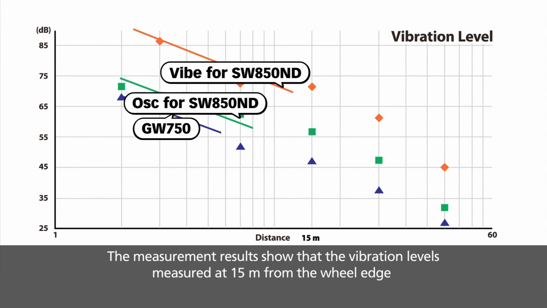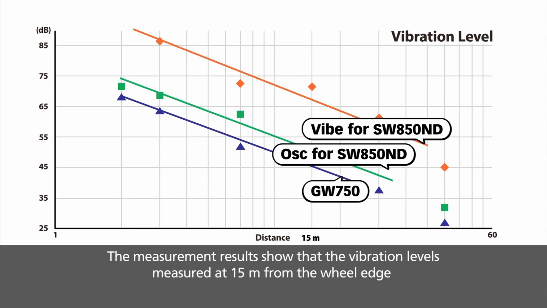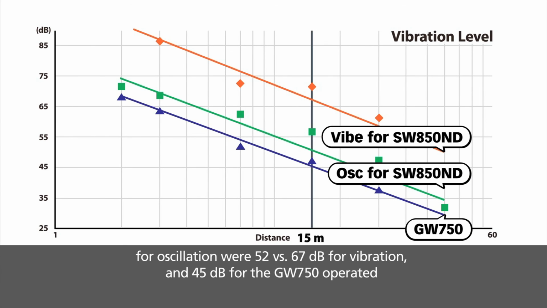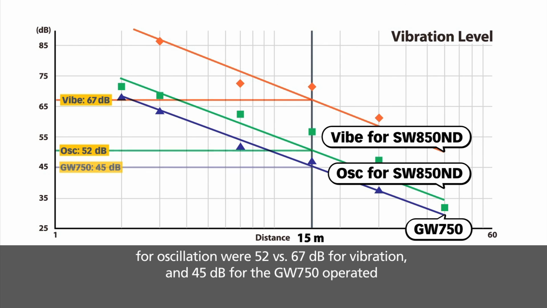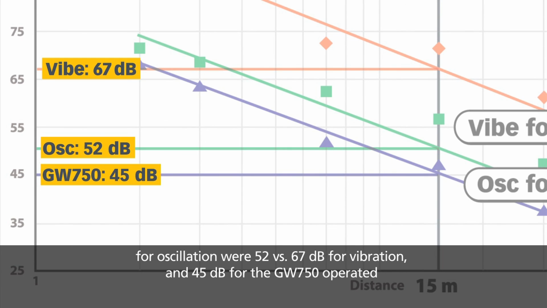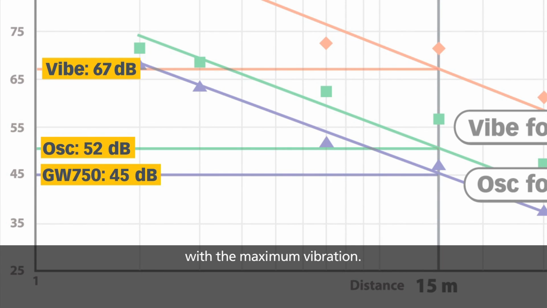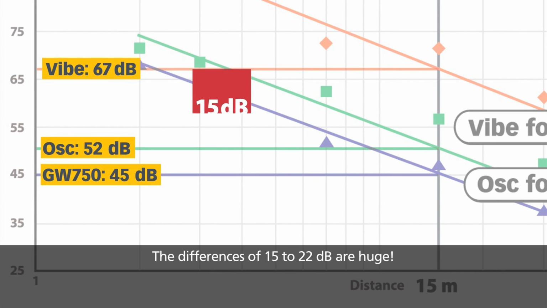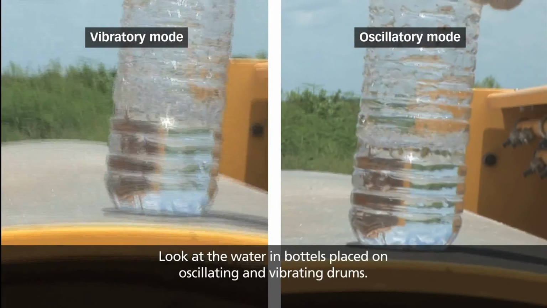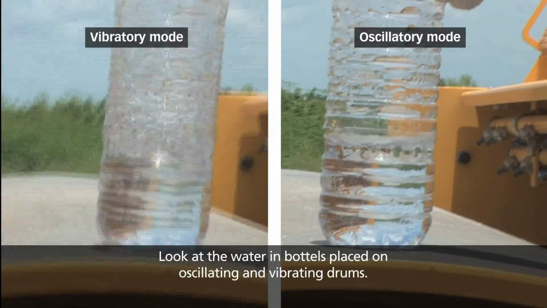The measurement results show that the vibration levels measured at 15 meters from the wheel edge for oscillation were 52 versus 67 decibels for vibration and 45 decibels for the GW750 operated with a maximum vibration. The differences of 15 to 22 decibels are huge. Look at the water in bottles placed on oscillating and vibrating drums.